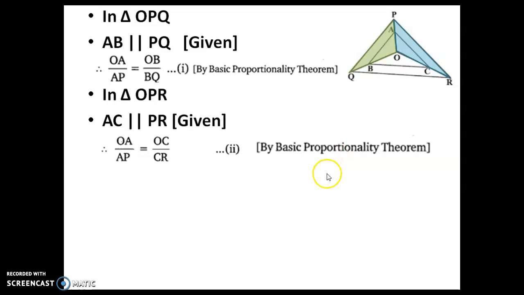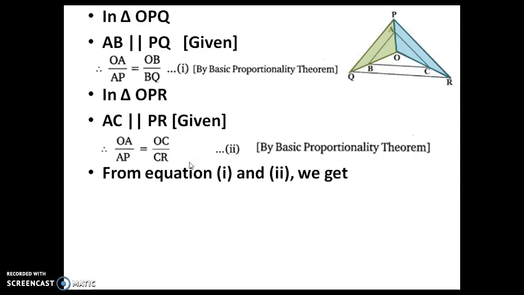So in these two equations we see that the LHS, OA by AP, is the same. Here also OA by AP, here also OA by AP. So we can equate the RHS. So from 1 and 2 we get OB by BQ equal to OC by CR.